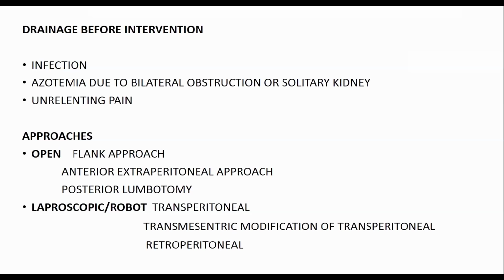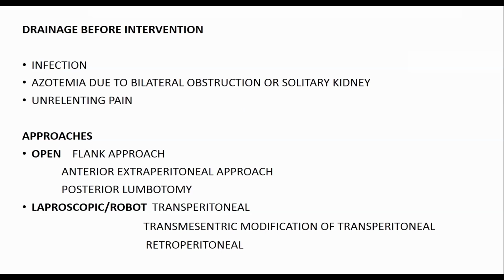Which are the conditions which require drainage before intervention? It can be done either with a percutaneous nephrostomy or DJ stenting. The conditions are infection, azotemia due to bilateral obstruction or a solitary kidney, or unrelenting pain that is not reduced by medication. So the approaches for the surgical procedure can be open, laparoscopic, or robotic.